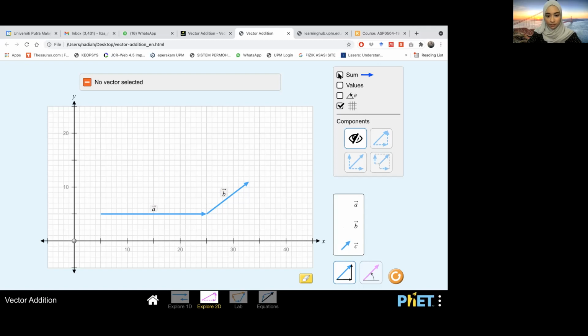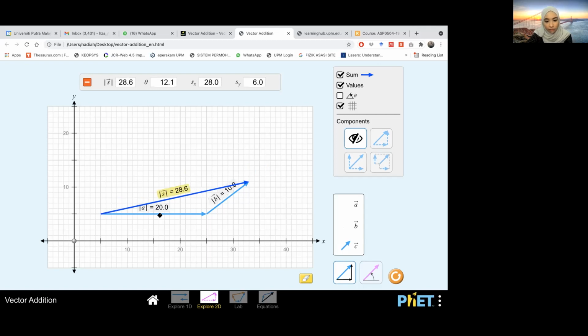So I want to find the sum of these two guys. The sum is given by this S vector. Dia tak panggil R, dia panggil S, sum. So this is my resultant vector called S vector. So A plus B gives me S vector. Now I want to know, what's the length of S? The length of S is 28.6.